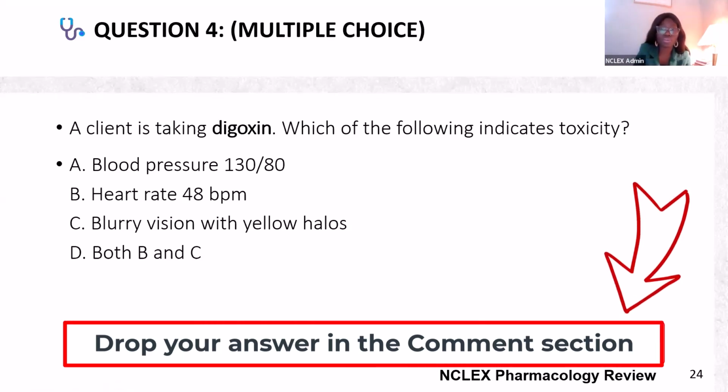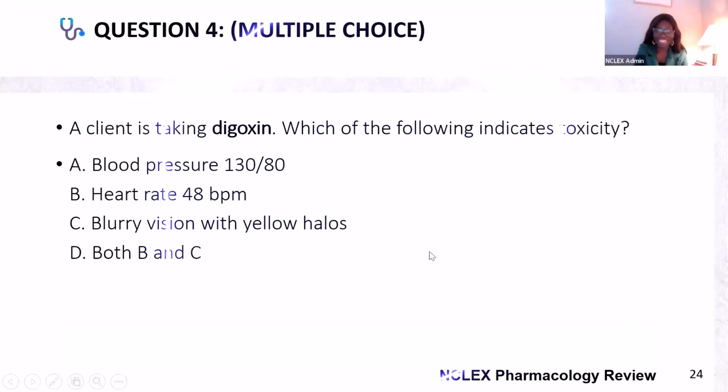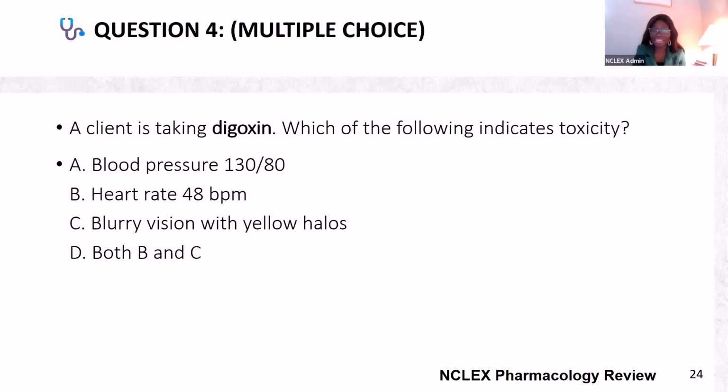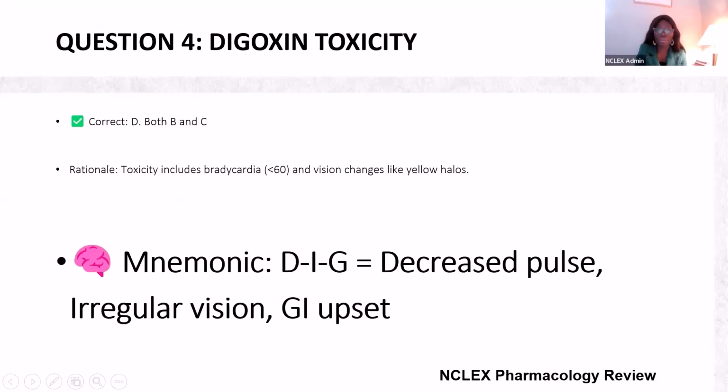Findings for digoxin toxicity. Okay, I've got C from Nyedeka, I got D from Peace. Any other? Camille says B and C. Yes, Camille got it. Both B and C, because it causes bradycardia. So see how the heart rate is reduced, and then it will cause the blurry vision as well. So bradycardia, less than 60 beats per minute, and then you have vision changes with yellow halos.